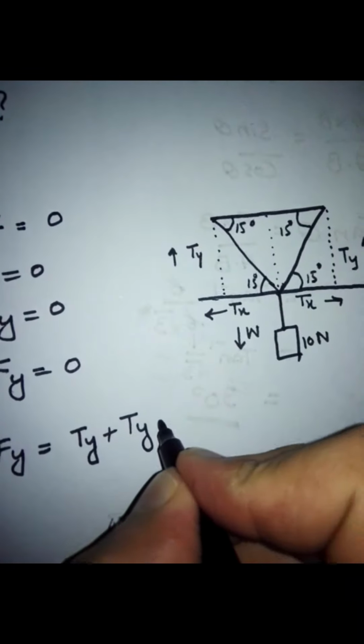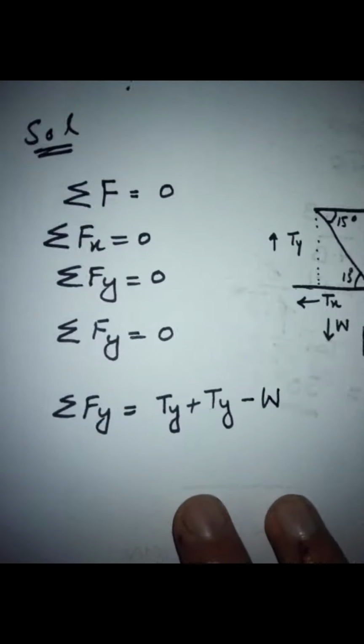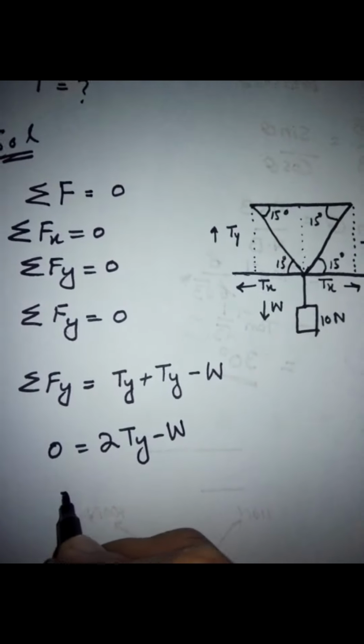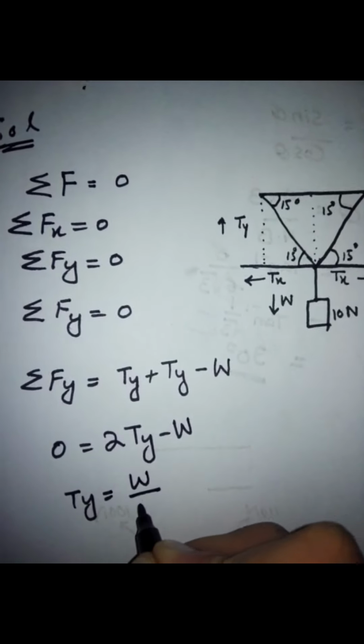Sum of Fy, we have the tension Ty, another tension, and the weight. So tension and weight are in opposite direction, so this will be minus. So 0 is equal to 2 Ty minus W. So Ty will be equal to W divided by 2.